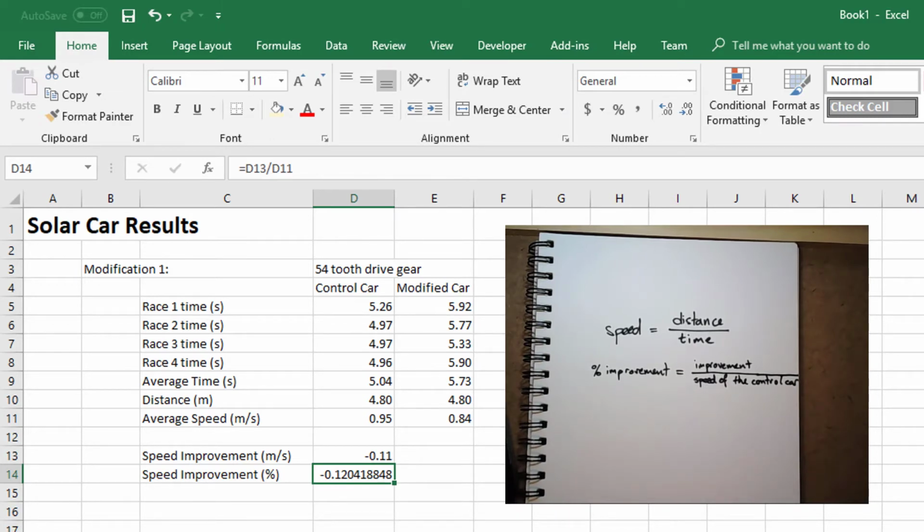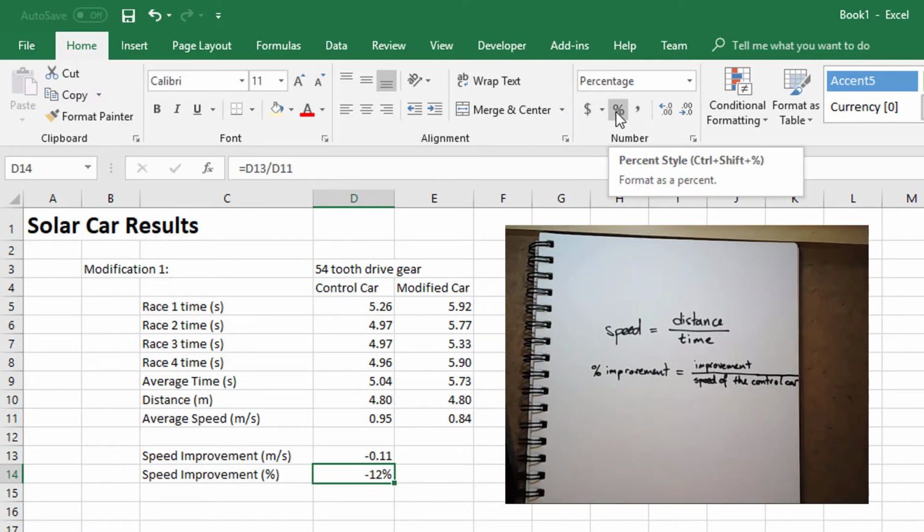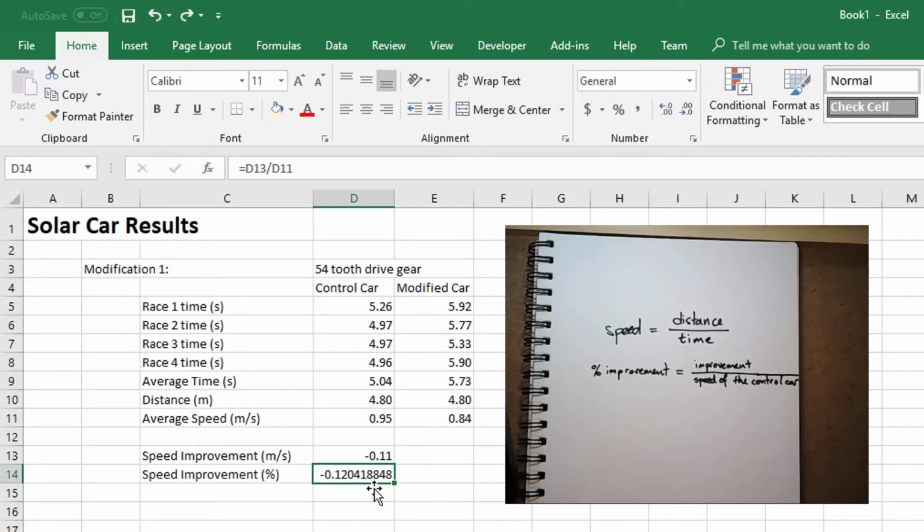So to convert that into a percentage, I'm going to come up to here. I actually don't have to do any maths because Excel can do this for me. If I come up here and click on this percentage button here, that automatically converts that decimal into a percentage. So let me unclick it again. So if I click on it, no, I'll undo it. There we go. Undo it. So that's what we had, 0.12.